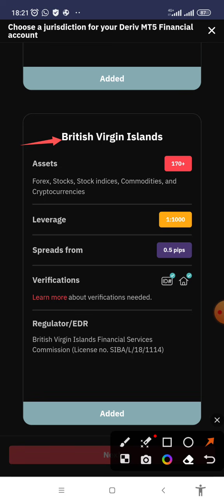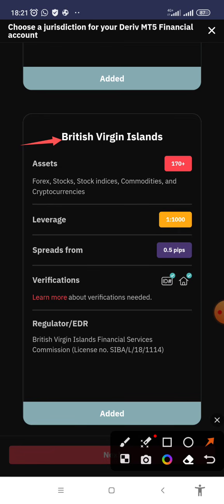So it means we all have accounts with DERIV, but the locations of our accounts are different. And also our regulators are different. Although we are all under the same broker, the servers and the location of the accounts are different. Do you get this right?